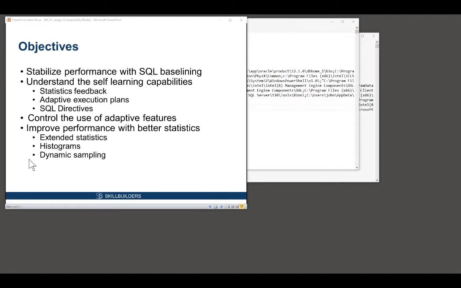Then the second part of the chapter, we'll look at statistics, because statistics are the proper solution to all these problems. And there are major enhancements to statistics in Release 12.